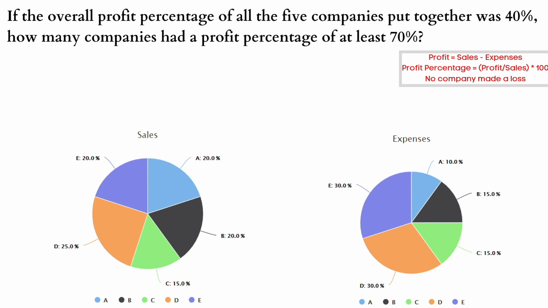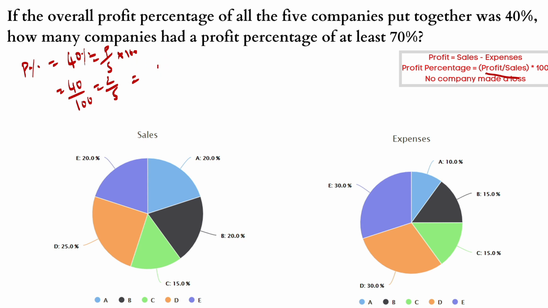If the overall profit percentage of all the 5 companies put together was 40%, how many companies had a profit percentage of at least 70%? Here we are given that profit percentage is equal to 40. What is profit percentage? It's profit by sales into 100, right? So 40% means 40 by 100, and this is equal to 2 by 5.